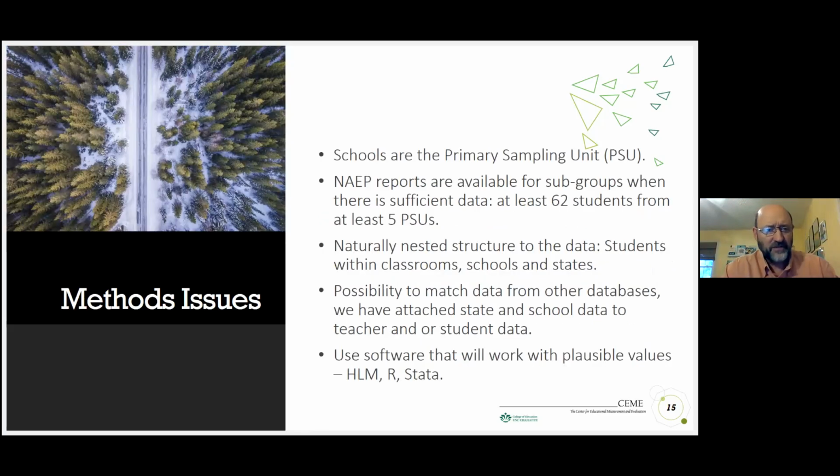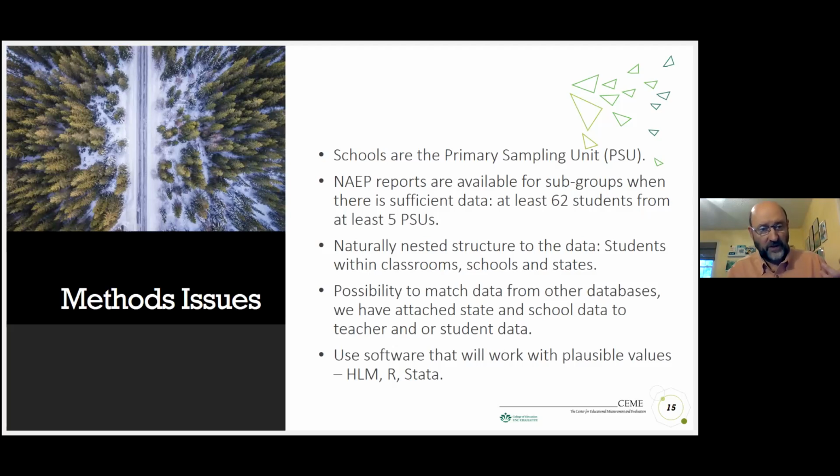Now, I wanted to shift gears to thinking through some of the methods issues that our team has faced, and just might get some of you thinking about how you can use some of these data sets. The first thing to remember about NAEP, at least from my standpoint, is that schools are the primary sample. And that was explained this morning in more detail.